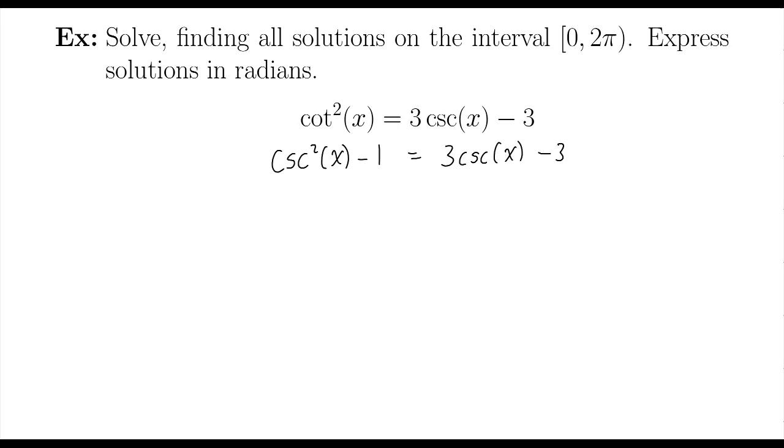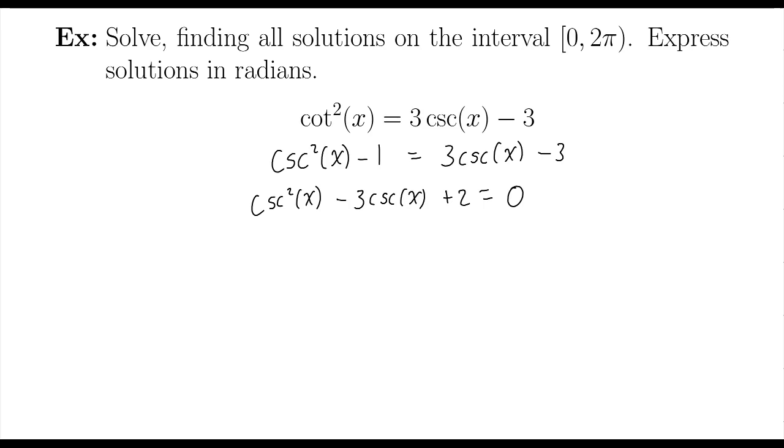Okay, this looks like a quadratic, so I'm going to get everything on one side. Cosecant squared x. If I subtract 3 cosecant x from both sides, I get minus 3 cosecant x. And I add 3 to both sides, plus the negative 1, just plus 2. Okay, so now cosecant squared x minus 3 cosecant x plus 2.